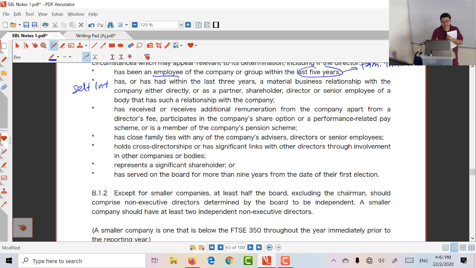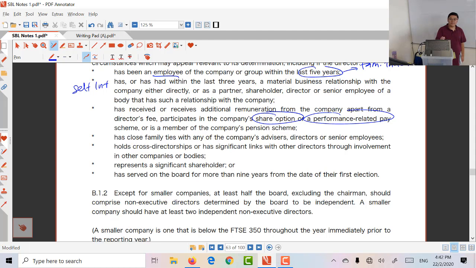Okay, has received additional remuneration from the company apart from director fee. Now, what kind of remuneration? That will include examples like bonus or share option or performance-related pay. Now, how can performance-related pay influence your independence? It will affect the way you derive your judgment. How?